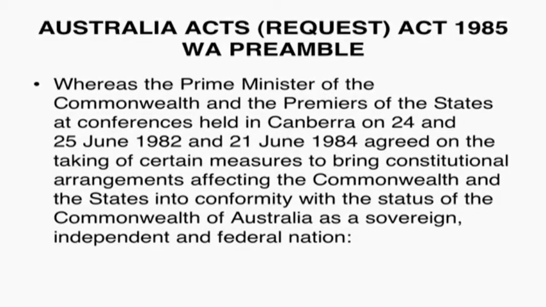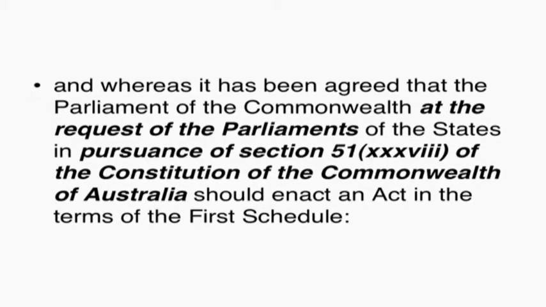Agreed on the taking of certain measures to bring constitutional arrangements affecting the Commonwealth and the States into conformity with the status of the Commonwealth of Australia as a sovereign, independent and federal nation. Look at the date, 1985. Remember the date. And where it has been agreed that the Parliament of the Commonwealth, at the request of the Parliaments of the States, did you request that to your Parliament? No. Because it said you did.